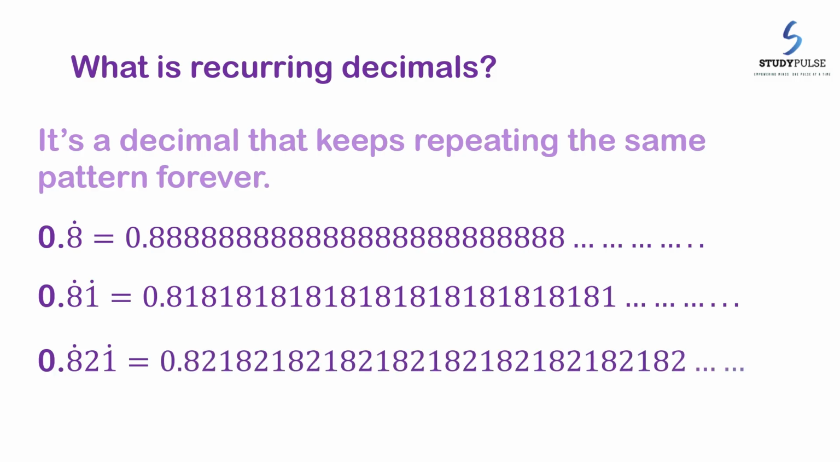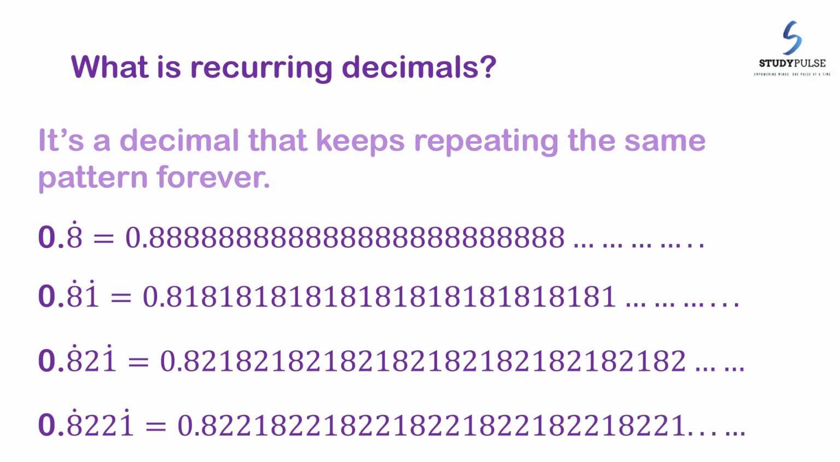And the next one is 0.821 recurring. As you notice, there is no dot on the number in between those two recurring numbers, 8 and 1. That means it's going to repeat in that pattern. It's going to repeat as 0.821821821 forever.